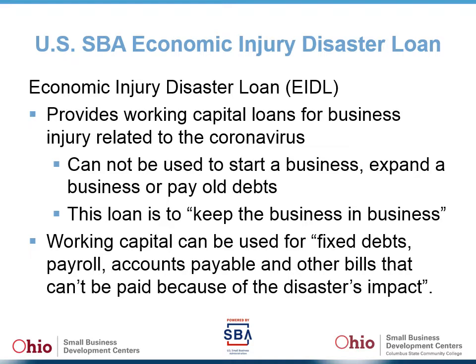But before we get started, I want to review the details of the disaster loan and the emergency loan advance for anyone who still needs this information. The Economic Injury Disaster Loan, also known as the EIDL, provides working capital for small businesses injured related to the coronavirus. This working capital cannot be used to start businesses, expand businesses, or pay old debts. It's primarily used to keep the business in business, so to keep you operating during this challenging time.